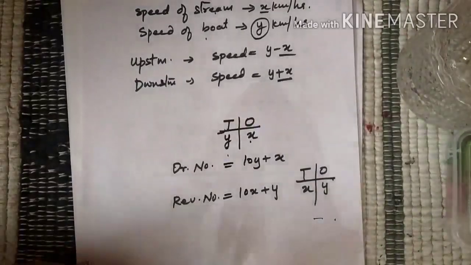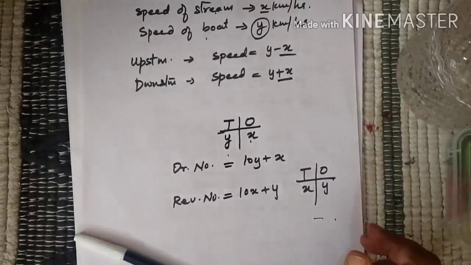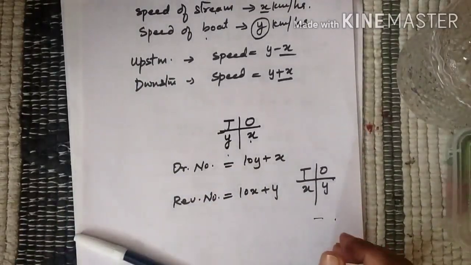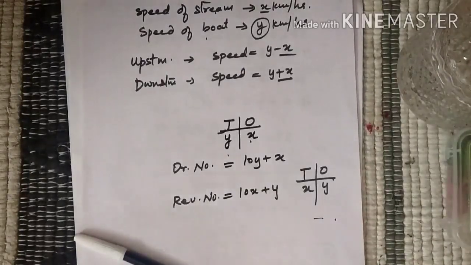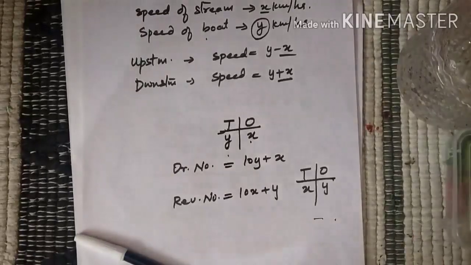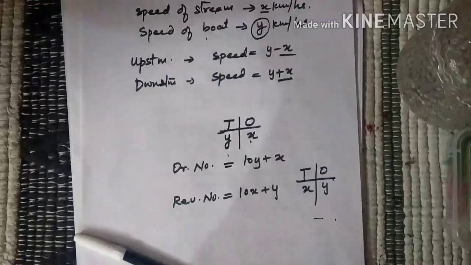With this, I rest here only. I hope you will be able to revise the chapter thoroughly. Right? Do it from NCERT. All the concepts that are covered in the chapter, I have covered here. Consistency conditions, finding solutions, everything we have covered.